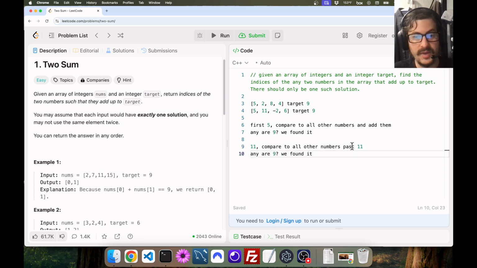We found it. But hey, I found it, right? I found it. 11, -2. I found 9. Cool. I know there's only one solution, so I'm done. I don't even bother checking 11 and 6. I don't check -2 and 6. That's basically how I go through it.